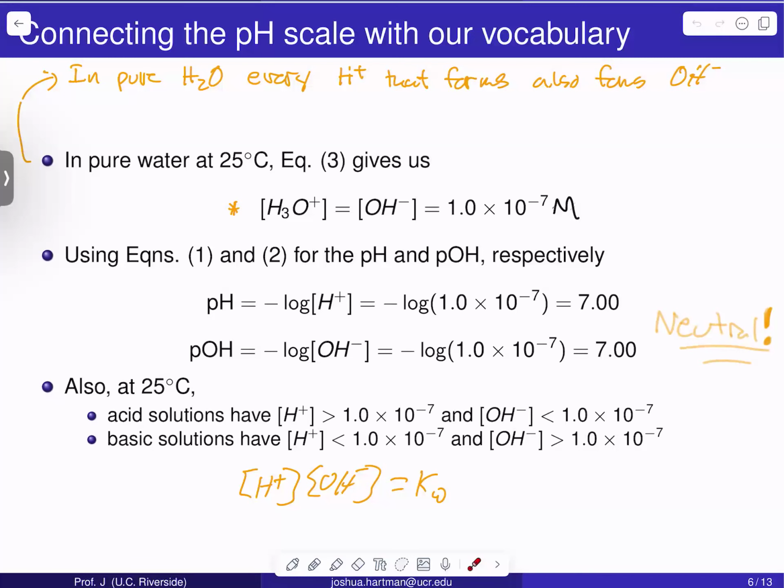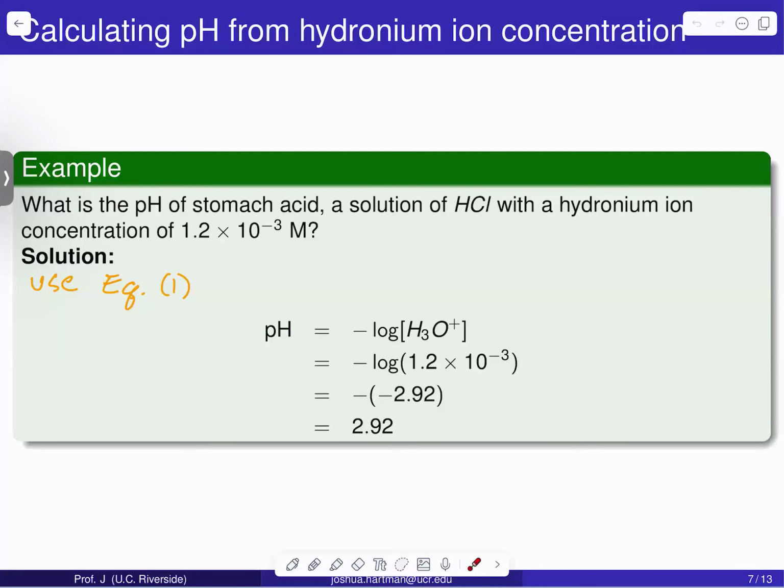Okay, so now we're ready, I believe, to look at an example problem involving a pH calculation. So in this example, we're asked to determine what the pH of stomach acid will be, right? Which stomach acid is a solution of hydrochloric acid with a hydronium ion concentration of 1.2 times 10 to the minus 3 molar. All right, so the solution is pretty straightforward.